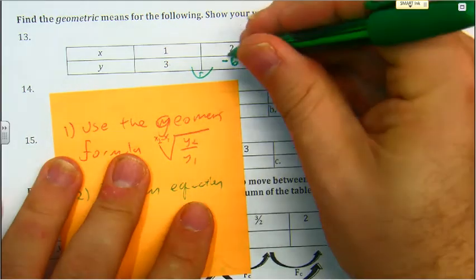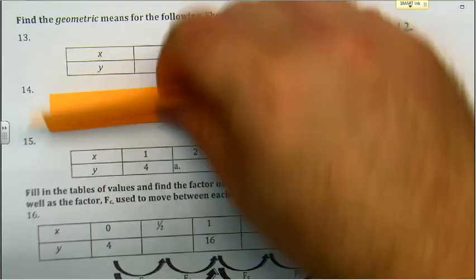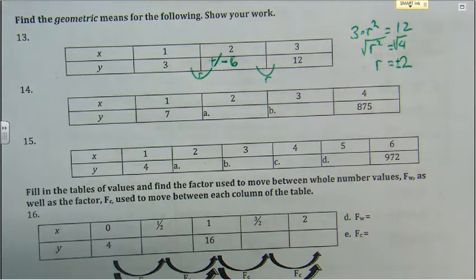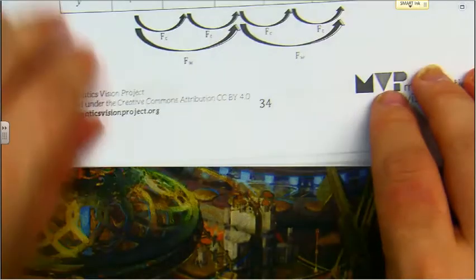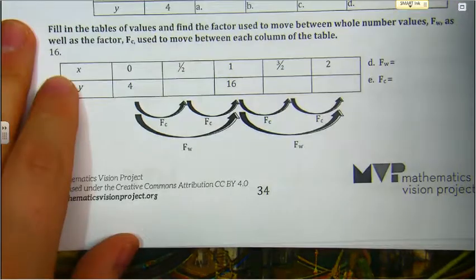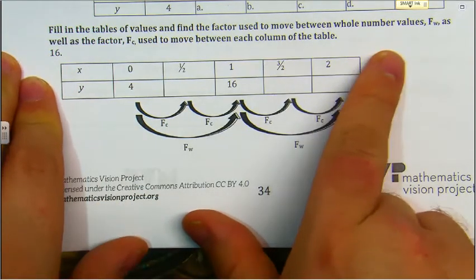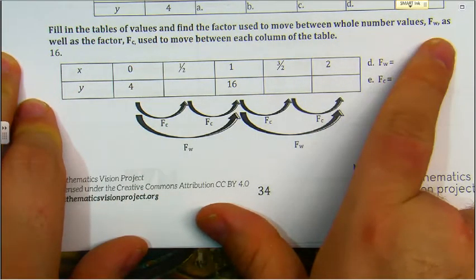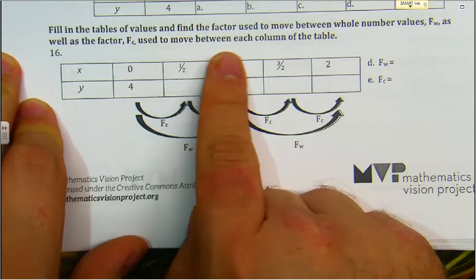So it's plus or minus 6. Let's go ahead and look at one that's a little bit more complicated. Let's go ahead and look at these half ratios. It says fill in the values and find the factor used to move between whole number values, f of w, as well as the factor, f of c, used to move between each column of the table.